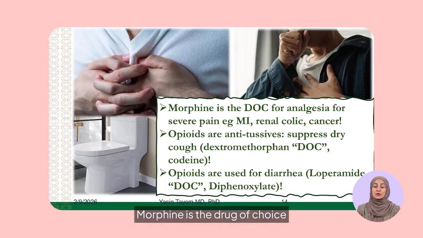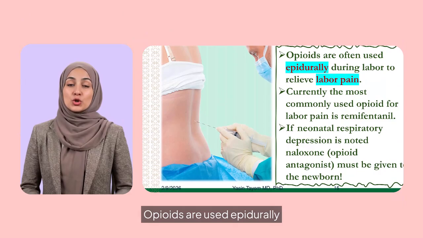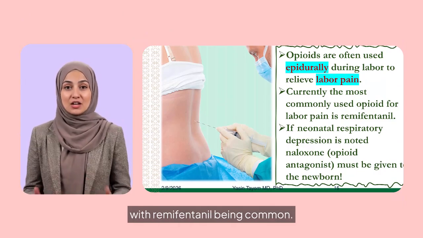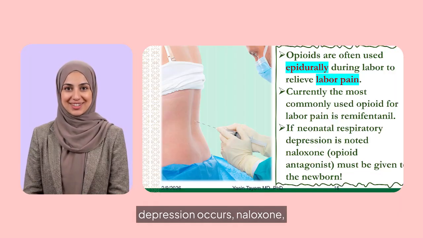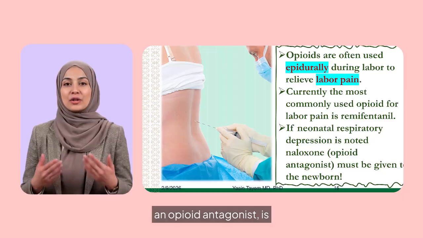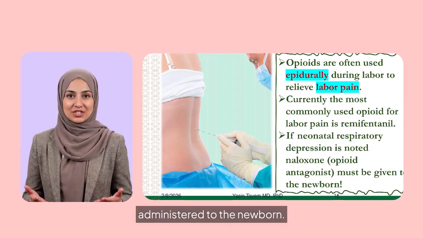Morphine is the drug of choice for severe pain, such as myocardial infarction or cancer. Opioids also suppress dry cough and treat diarrhea, demonstrating their versatility in medical treatment. Opioids are used epidurally during labor to relieve pain, with remifentanil being common. If neonatal respiratory depression occurs, naloxone, an opioid antagonist, is administered to the newborn.